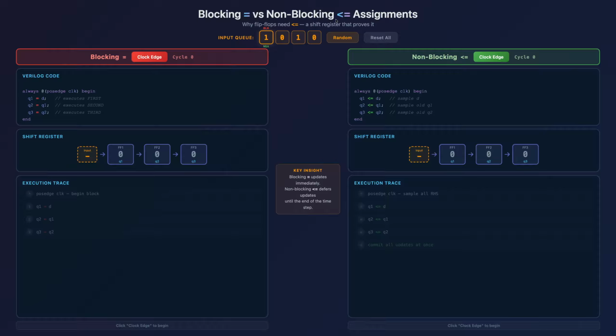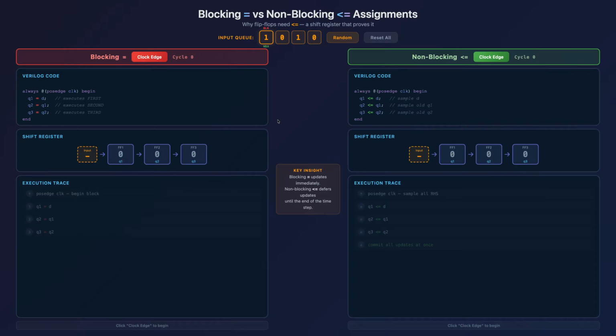Now, it turns out the way that you know how to use these is that for sequential circuits that use flip-flops, you would use the non-blocking description, and for combinational circuits, you would use blocking. So let's go over it for sequential.